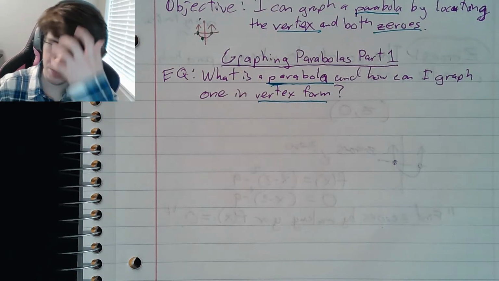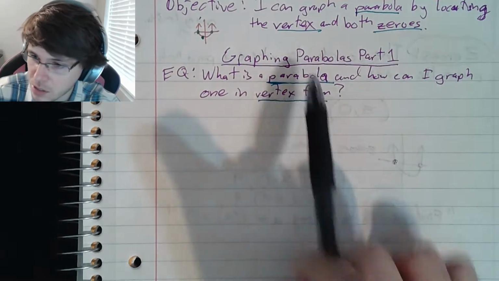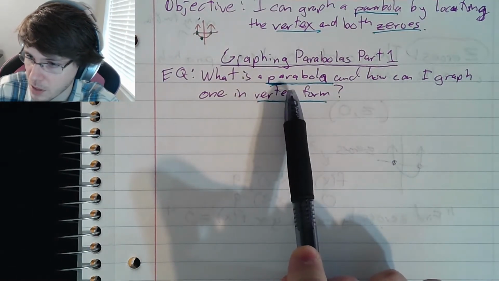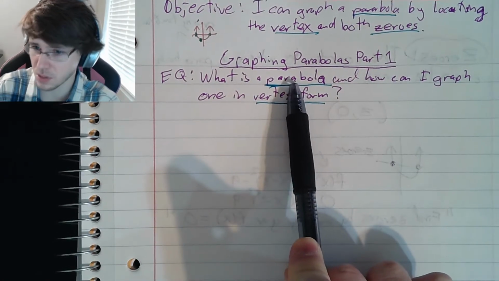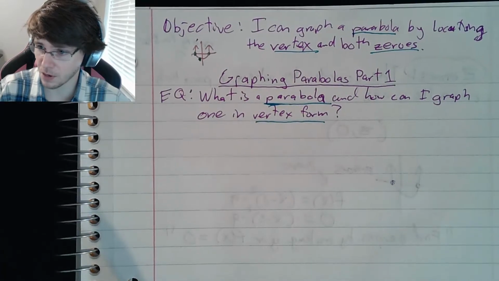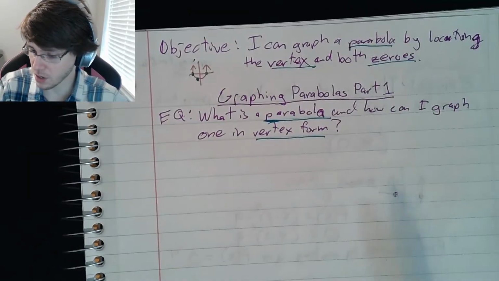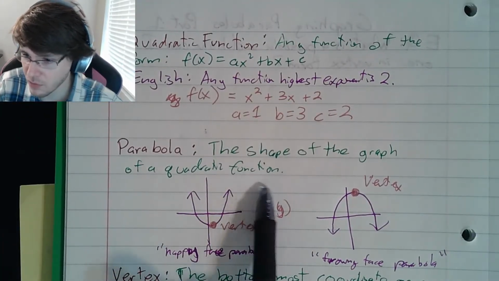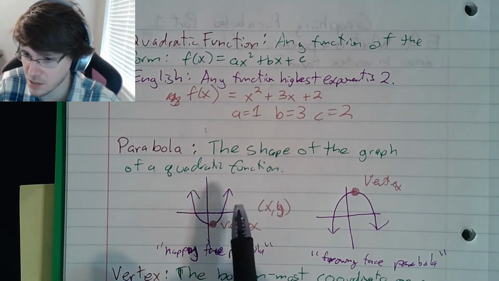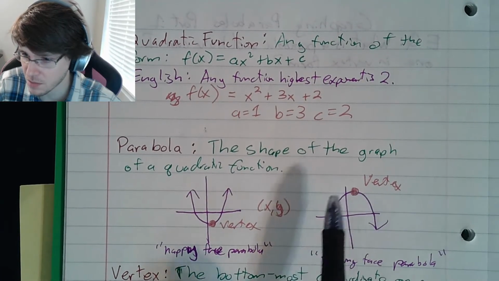Let's remind ourselves of what we were doing. We were graphing parabolas. Our essential question here is, what is a parabola and how can I graph one in vertex form? So we answered that question, what is a parabola, that part of it yesterday. We learned that parabolas are the shape of the graph of a quadratic function. You got this happy face parabola or a frowny face parabola.